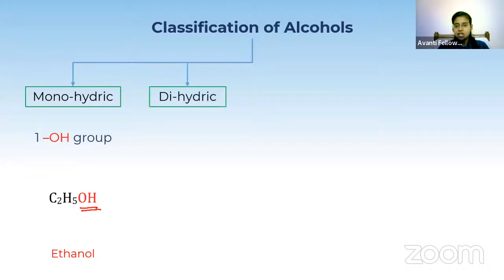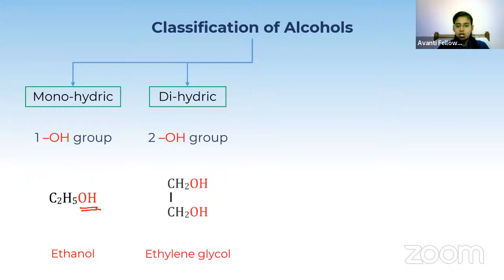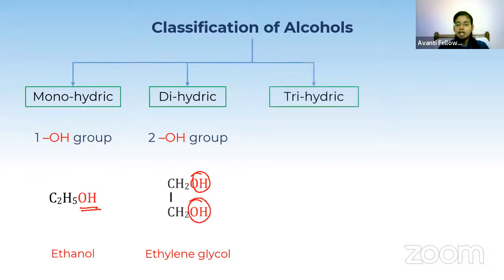Then the second classification is dihydric. Dihydric means two OH groups will be there in the compound. I will take an example. Ethylene glycol is a single compound, but in that single compound we have two OH groups. Got it? So it is an example of dihydric.